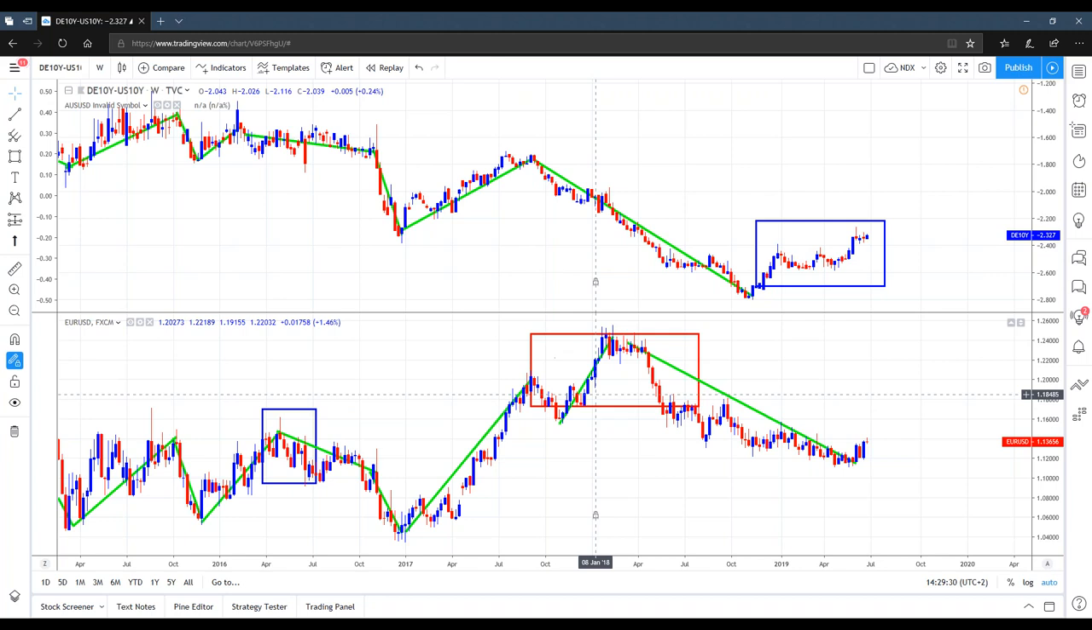So that's this strange anomaly here. But what's our takeaway there? The takeaway is that the euro US dollar effectively came back and ended up following the spread regardless. It came back and started following the spread regardless, which brings us to this anomaly here.